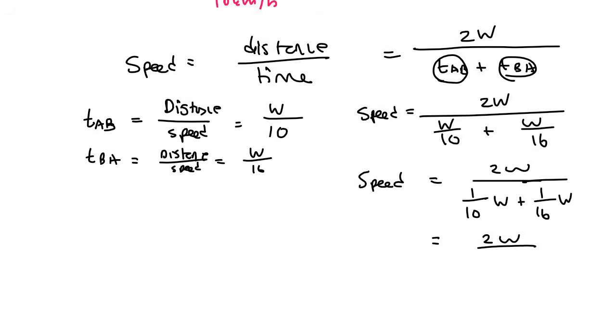And so that's going to give us 0.1625 W. Now what's really cool is that these W's are just going to cancel out. And so the average speed is going to be 2 divided by 0.1625, and that's going to give us 12.31 kilometers per hour. And didn't we say that the speed is going to be closer to the 10 than the 16? And so 12.31 kilometers per hour is our final answer.